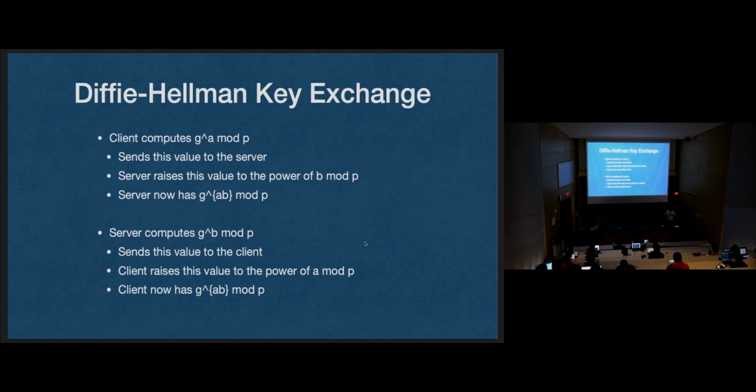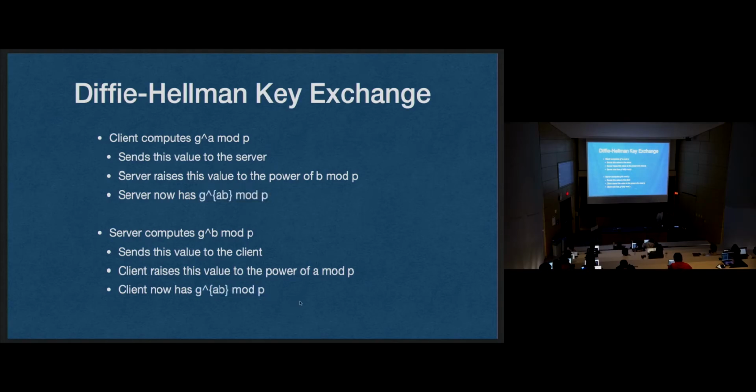Since G generates P, we should get the full force of P minus 1 different values in this range. Range, I guess, is technically the right term there. I haven't used those terms in a while. But anyway, we're going to send those to each other, and then client and server are going to take that value that they get and raise it to their own power. So each, at the end of this process, is going to have G to the AB mod P.